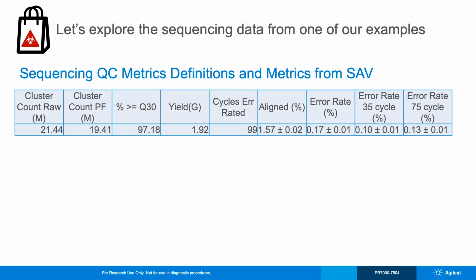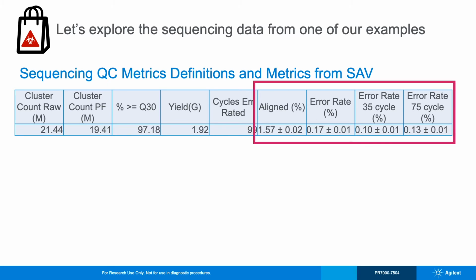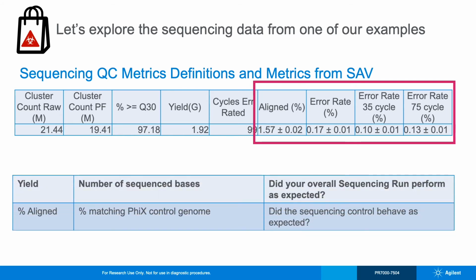In this table, we have some of the standard sequencing QC metrics that will be returned from SAV as part of a primary analysis. Let's look at the right side of this table, which provides some information about our run in context of the phi-X spike-in. The first part of this table is the percent aligned, which tells us the percent of reads that align to the phi-X control genome. This really tells us did the sequencing control behave as expected. Ideally, the percent aligned in this table should approximately match the percent spike-in that we calculated during the loading of our sample into the sequencer.